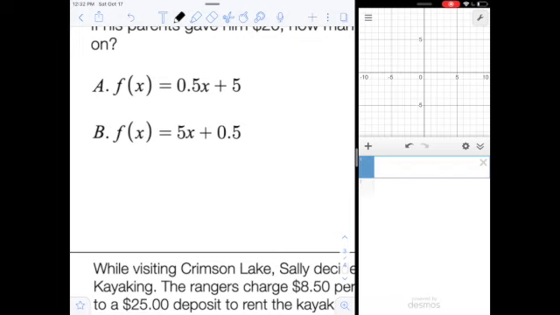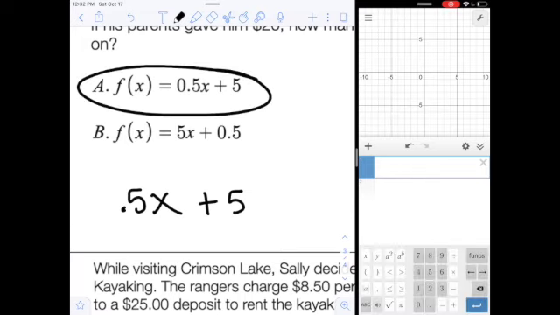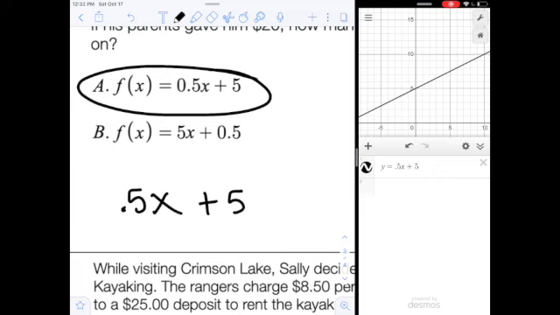So let's take a look at these guys here. That 50 cents should be per ride. We don't know how many rides there are. And then it's going to have to include your $5 fee. So this guy is going to be our correct value. Now let's go ahead and graph this. Y equals 0.5x plus 5. Okay, so here it is graphing 0.5x plus 5.